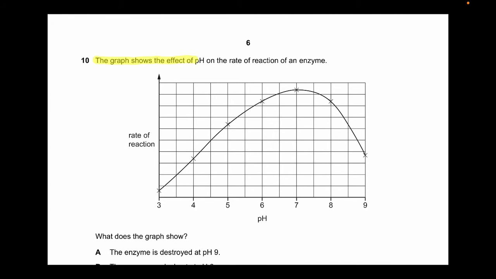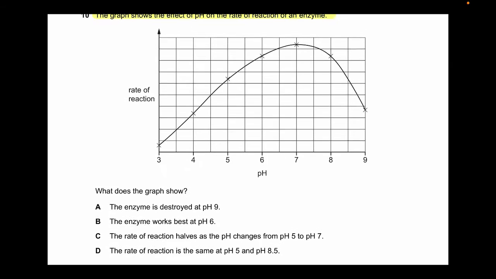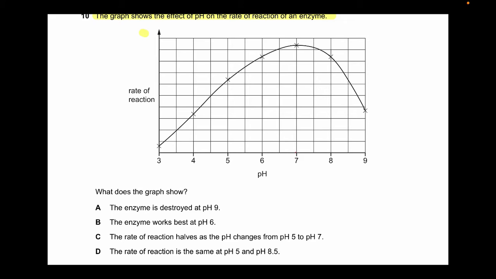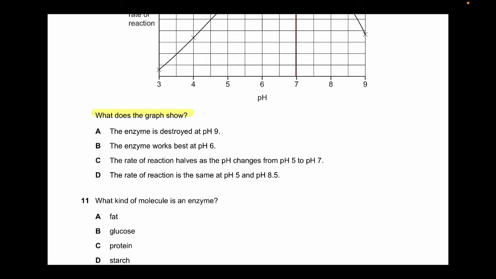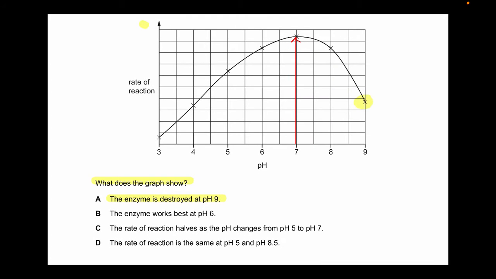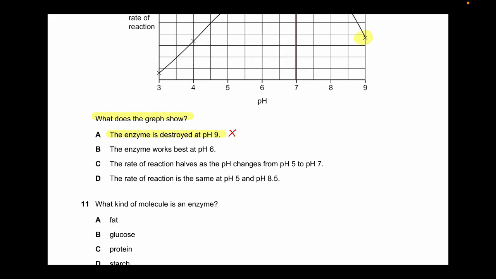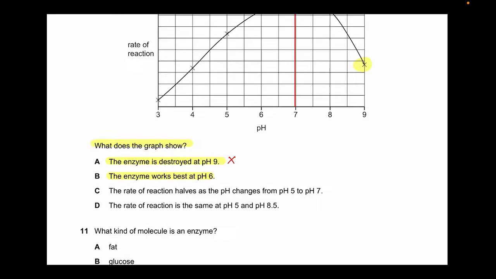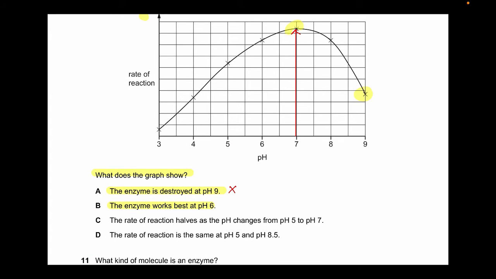The graph shows the effect of pH on the rate of reaction of an enzyme. We can see at pH 7, this particular enzyme has the highest rate of reaction. What does the graph show? The enzyme is destroyed at pH 9. Well, the enzyme still has some rate of reaction at pH 9, so it is not completely destroyed. The enzyme works best at pH 6. We can see the enzyme works best at pH 7, so also a wrong statement.